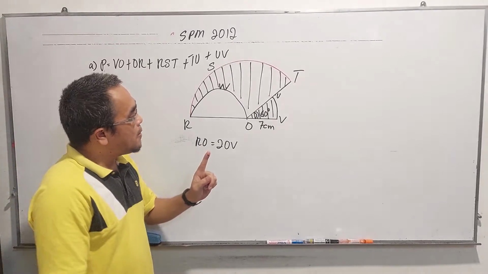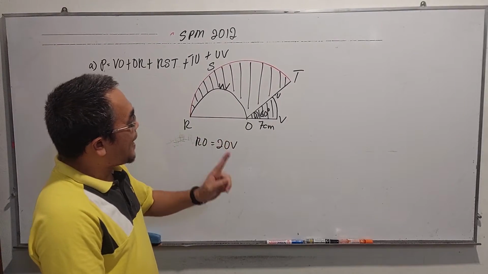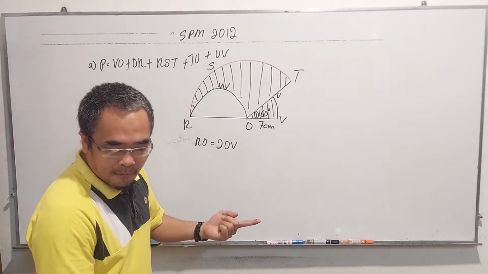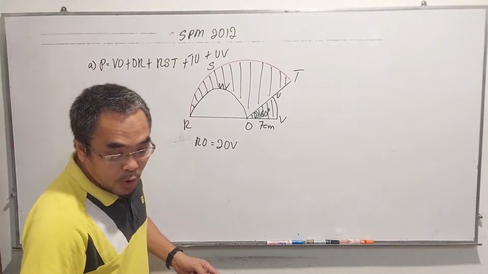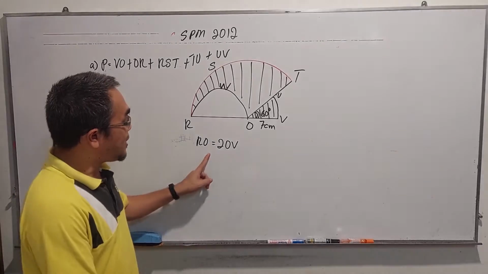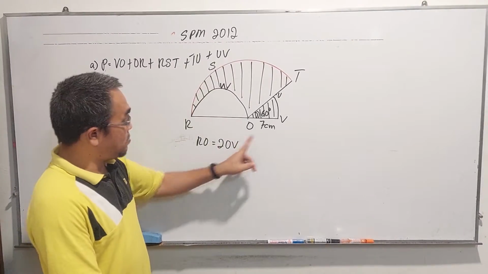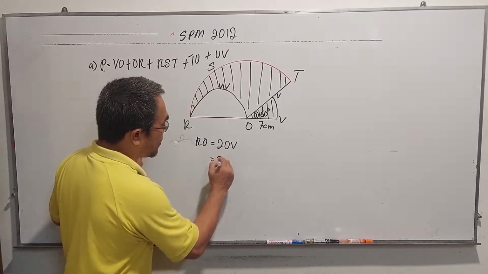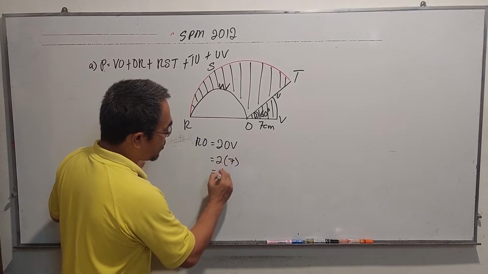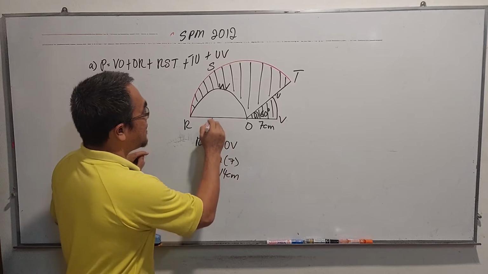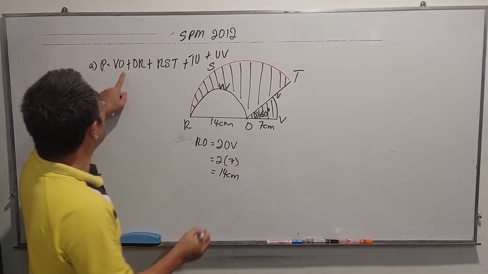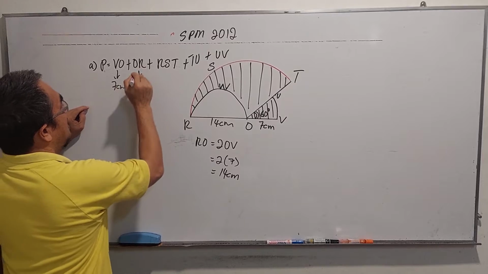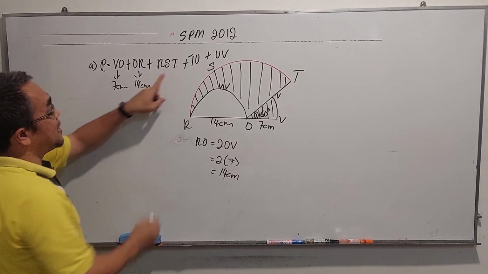So, do you need to calculate all of them using the formula for circle? No. First, RO is 2OV. So you know OV is 7. You just replace, 2 times 7 equals 14 centimeter. You could label this 7 centimeter, 14 centimeter.